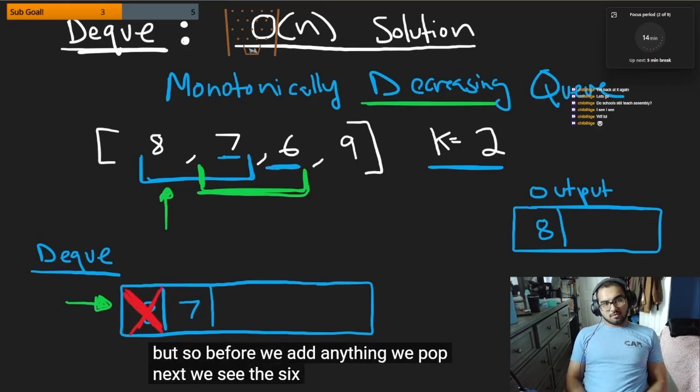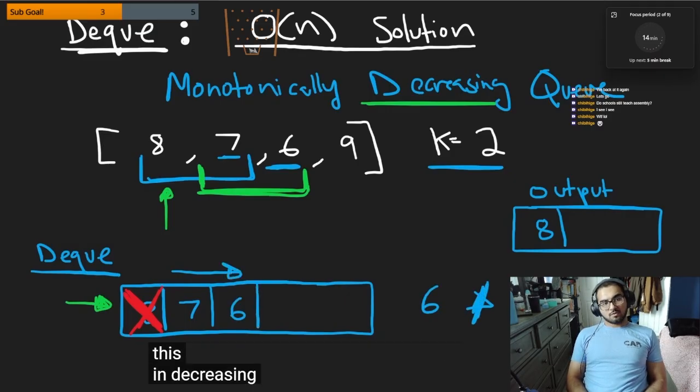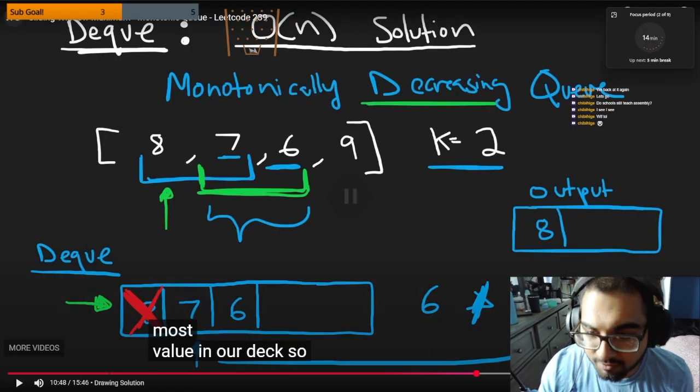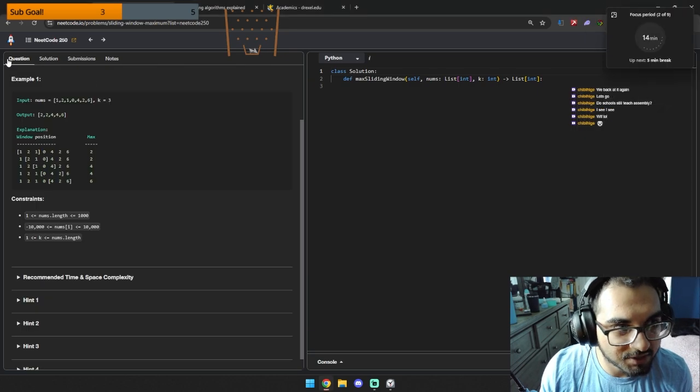Next, we see the 6. Well, 6 is not greater than 7, so we're allowed to put a 6 here to keep this in decreasing order. And now the max value in this window is 7, which is the leftmost value in our deque. Wait, I'm confused. If I have to go through every value, why don't I just do a simple for loop?